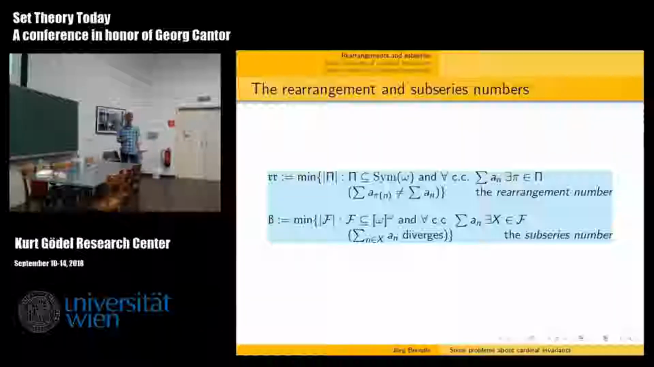So we have double R and double S. And why is it double R and double S? The R comes from rearrangement and the S comes from sub-series, and it's double simply because there is already a number called R and there is already a number called S, and they are different numbers. So they will come up again during the talk, actually.